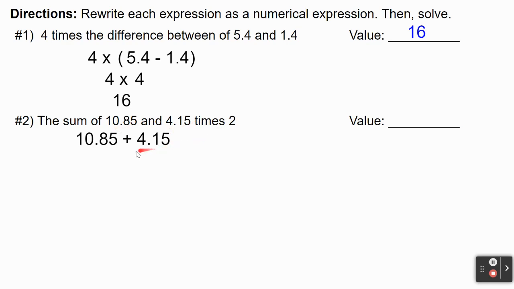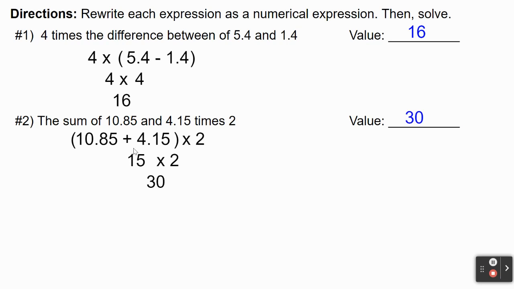So in order to get the answer to this first, we need to put that in parentheses. Times means we're multiplying, and we're multiplying by 2. So now let's find the value. First, we're going to add 10 and 85 hundredths plus 4 and 15 hundredths, which is going to get 15. We're going to multiply the answer 15 from what we got in the parentheses times 2, and that gets us 30. So the value of this expression is 30.